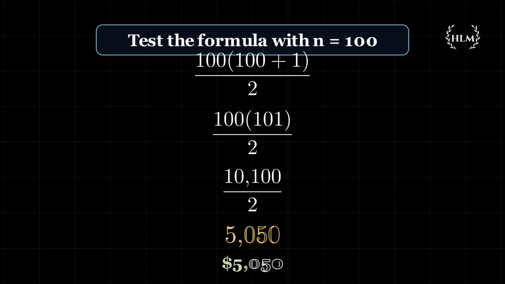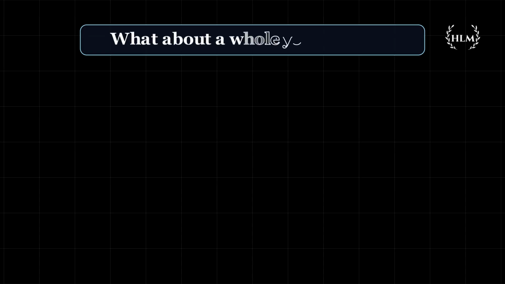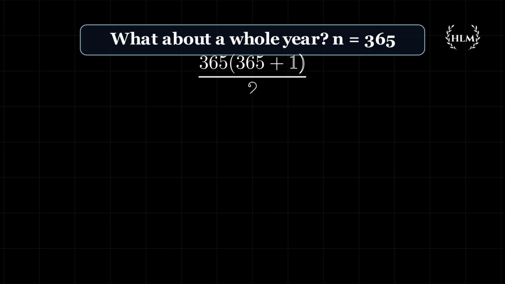Great. What if someone gave you $1 the first day, $2 second day, for a whole year? So we know that there's 365 days in a year. So we go 365 times 365 plus 1 all over 2. And let's see how much that is. Then we get 365 times 366 divided by 2.